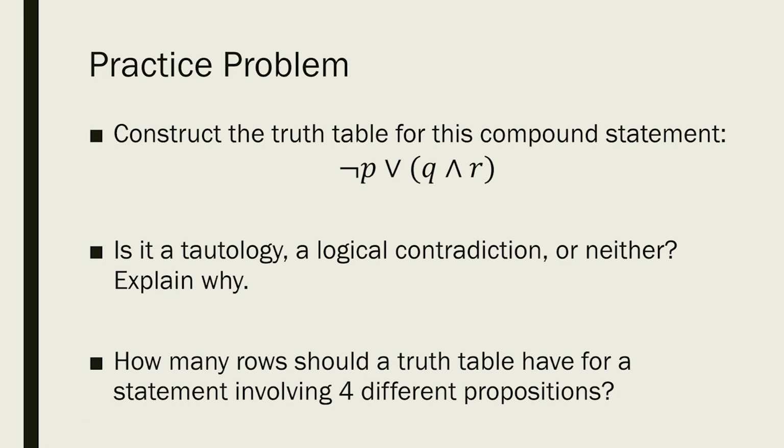Finally, let's see your practice problem. First question, construct the truth table for this compound statement, not P or Q, and R. Remember to do the bracket first and then do the disjunction. After you've done your truth table, determine if it is a tautology, a logical contradiction, or neither. Explain why. And finally, find out how many rows the truth table should have for a statement involving 4 different propositions.